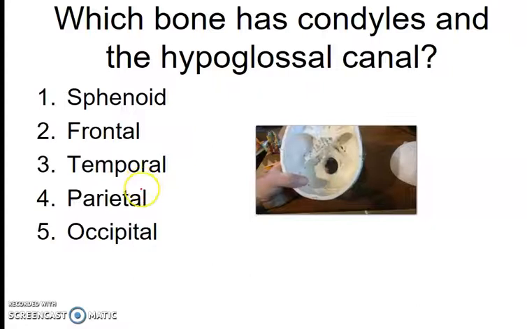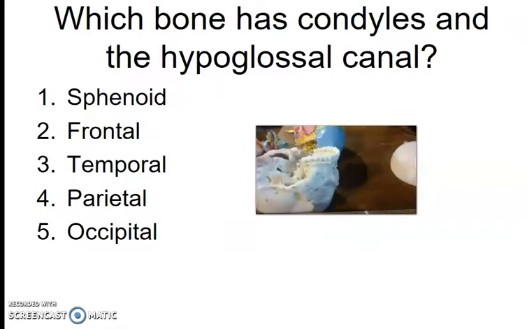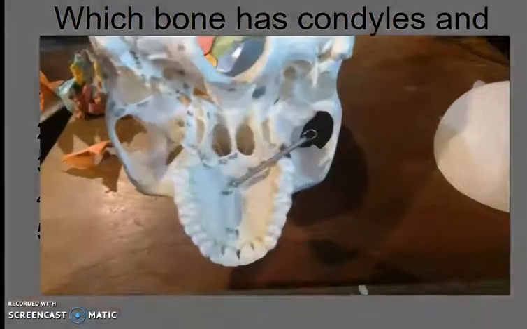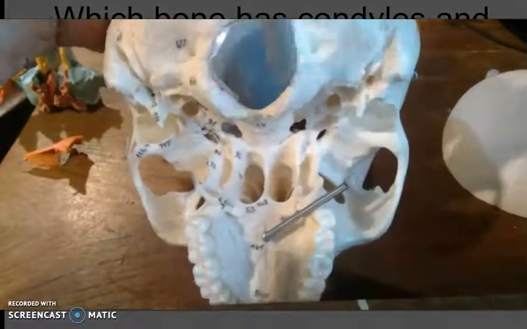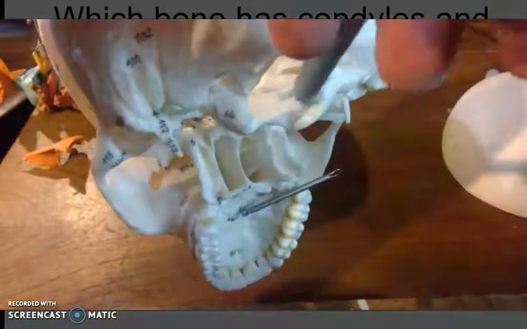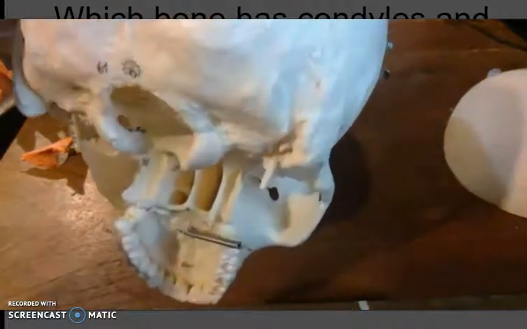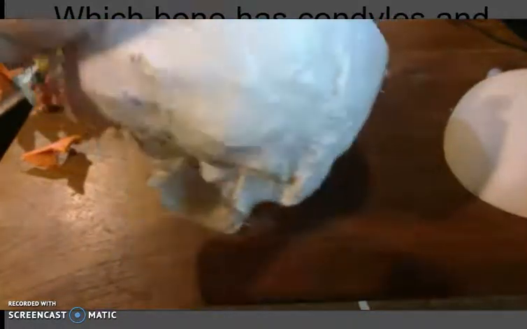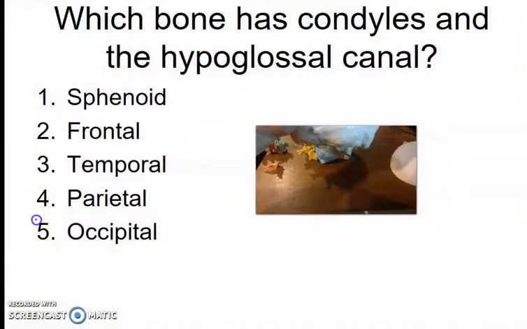Which bone has condyles and a hypoglossal canal? Well, let's see which bone has condyles. Well, go flip the bone over. These look like condyles, paired round structures, hypoglossal canal. Can you see it? Can you see it? It's right there. That bone, number 69, I think, or 72, I think those are nuchal lines actually, is the occipital bone. So we'll do occipital bone.